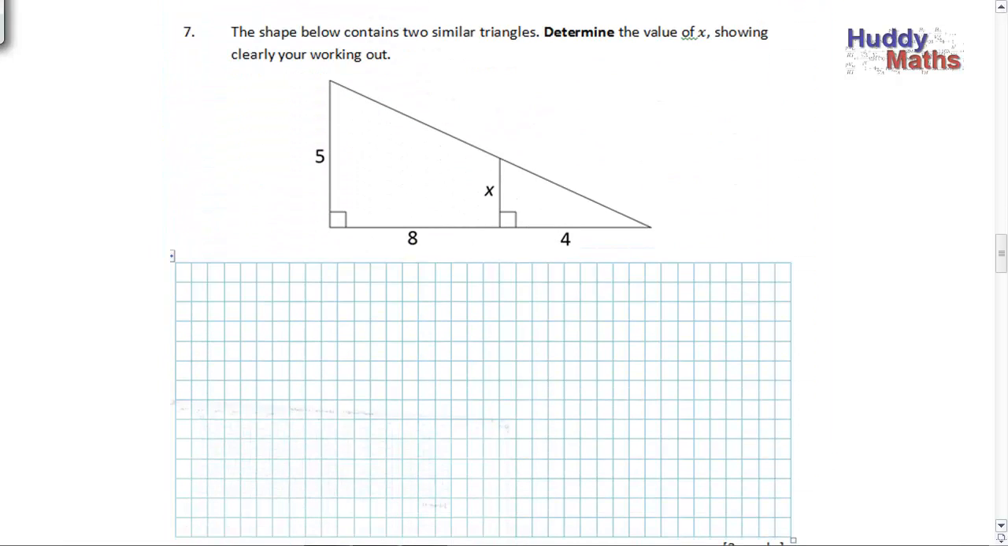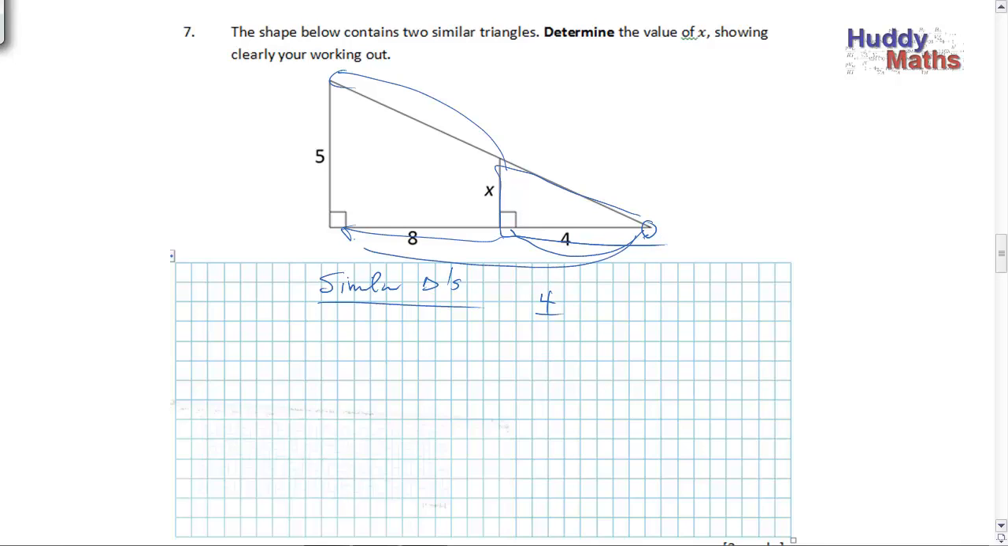Question 7. The shape below contains 2 similar triangles. Determine the value of X, showing clearly your working out. So let's have a go at that. Now, it's similar triangles, so we should put down what the ratios are. If you call that the centre of enlargement, this triangle has been, if you like, enlarged out to there. So let's look at it. 4 has been enlarged to not 8 but 12. Remember, it's an enlargement, so you're thinking of the small triangle being stretched or enlarged out to the big one.